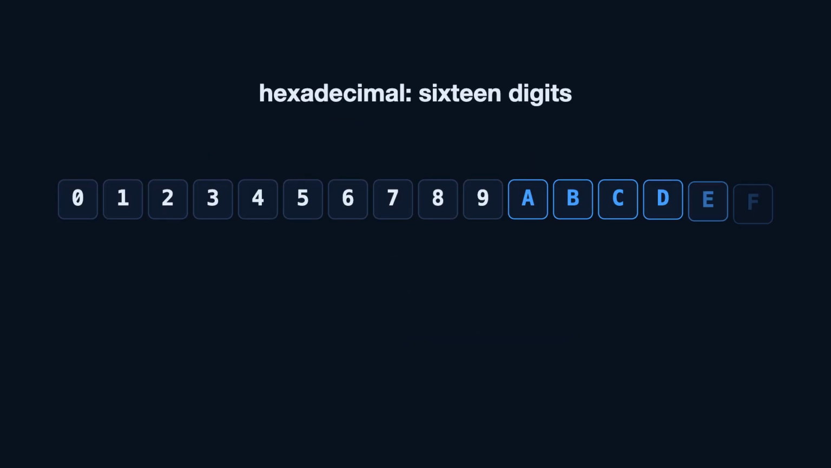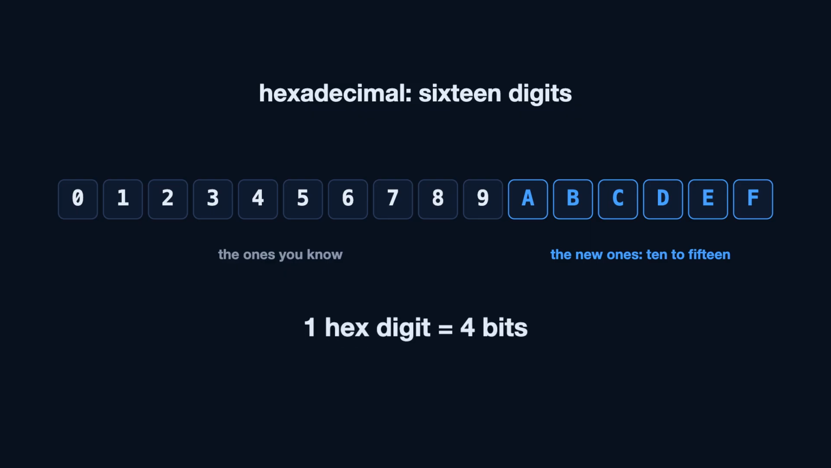Hexadecimal is counting with 16 digits, 0 through 9, then A through F. And one hex digit stands for exactly 4 bits.